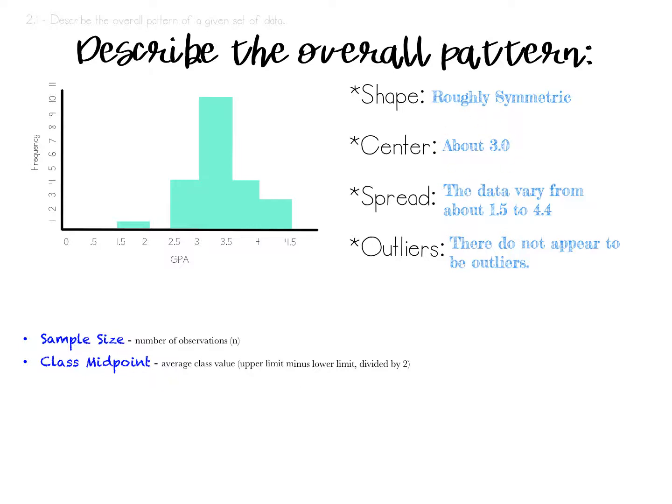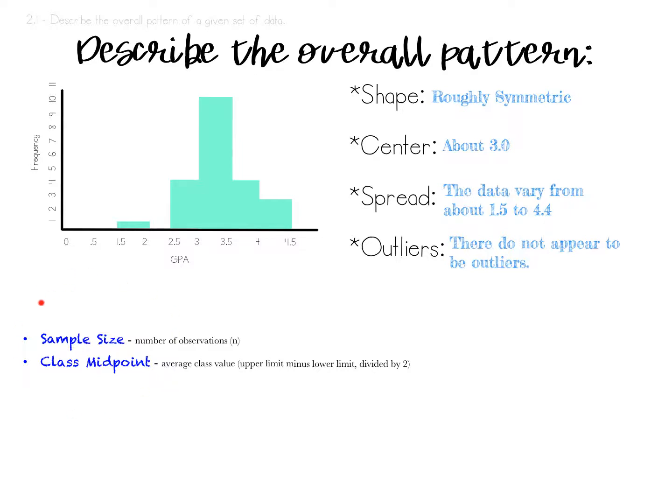So it's going to be somewhere in that range. So I'm just going to say it's about a 3.0. If you said somewhere 3.0 to 3.4, that's going to be about the middle of that data. The spread, I'm going to say the data vary from about 1.5 to 4.4 because I don't know exactly where this one person is. They could be a 1.5 or they could be a 1.9. I don't know. And the same with over here from 4 to 4.5. All three of those people might be 4.0s. But with a histogram, I see a class width, and so I have just an interval that I can talk about. And there do not appear to be any outliers.